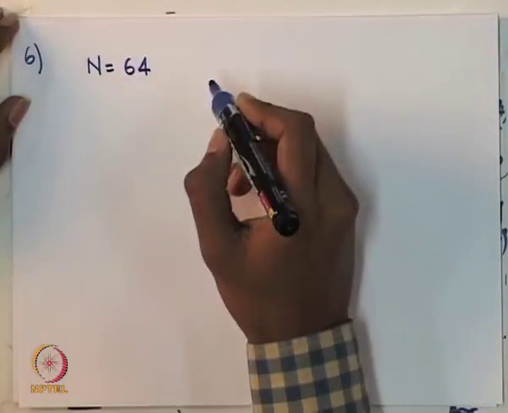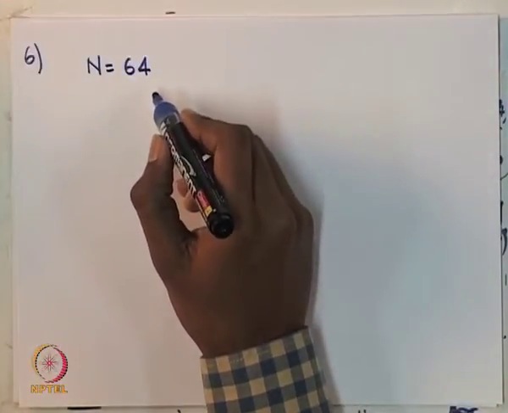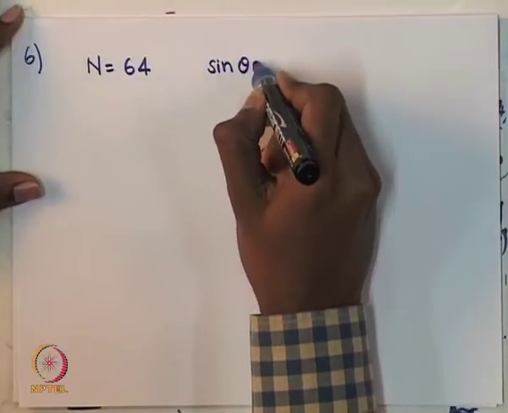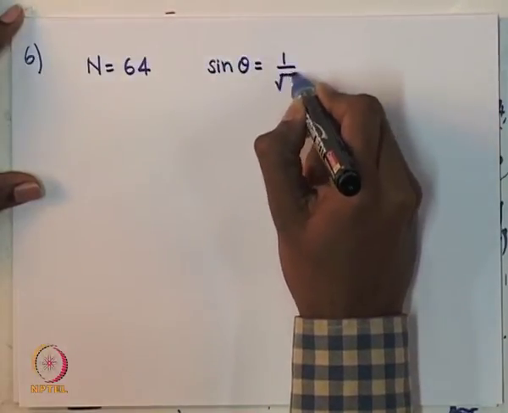Hello everyone. In this video, we are going to solve the remaining problems of assignment 2. These problems are more related to Grover's search algorithm. Let us look at question number 6. We are asked to find the number of iterations required to find a marked state among 64 states. So n is 64.